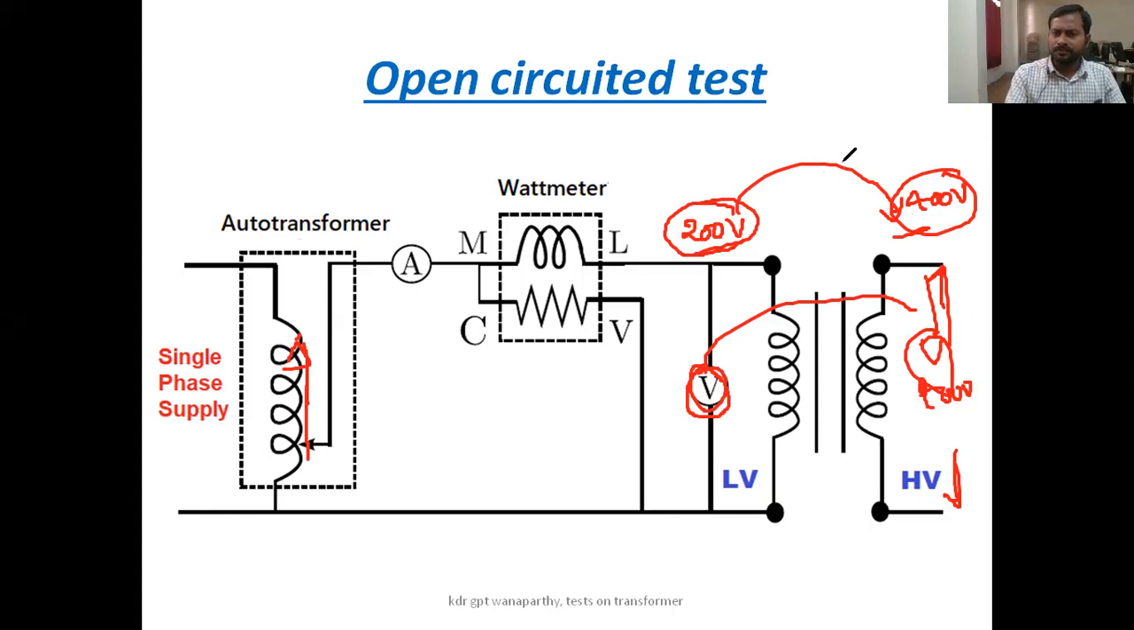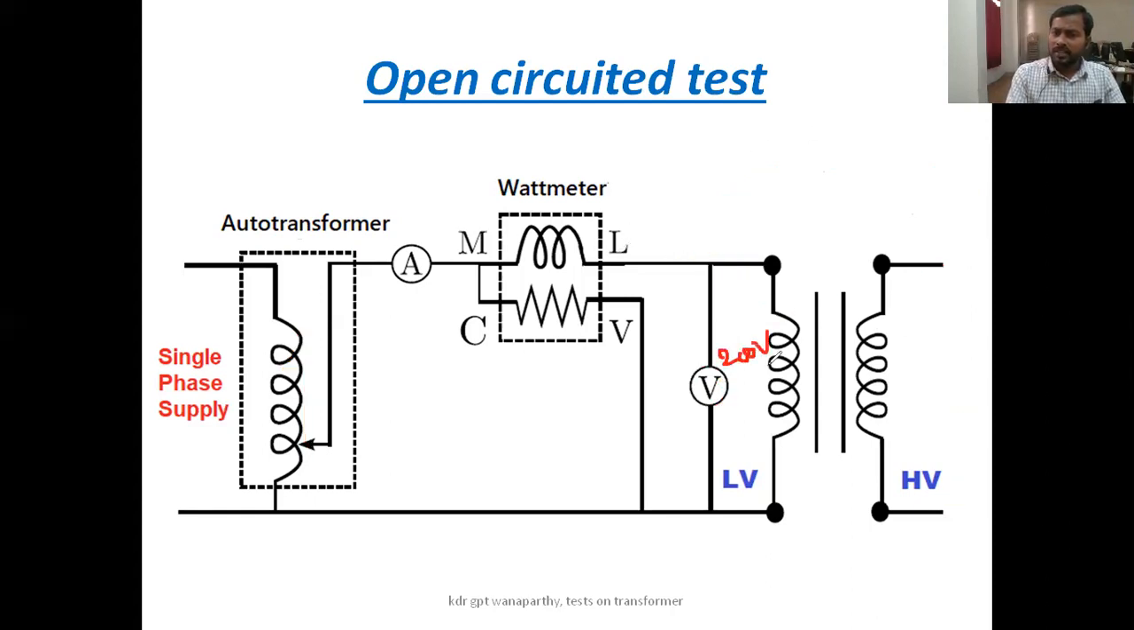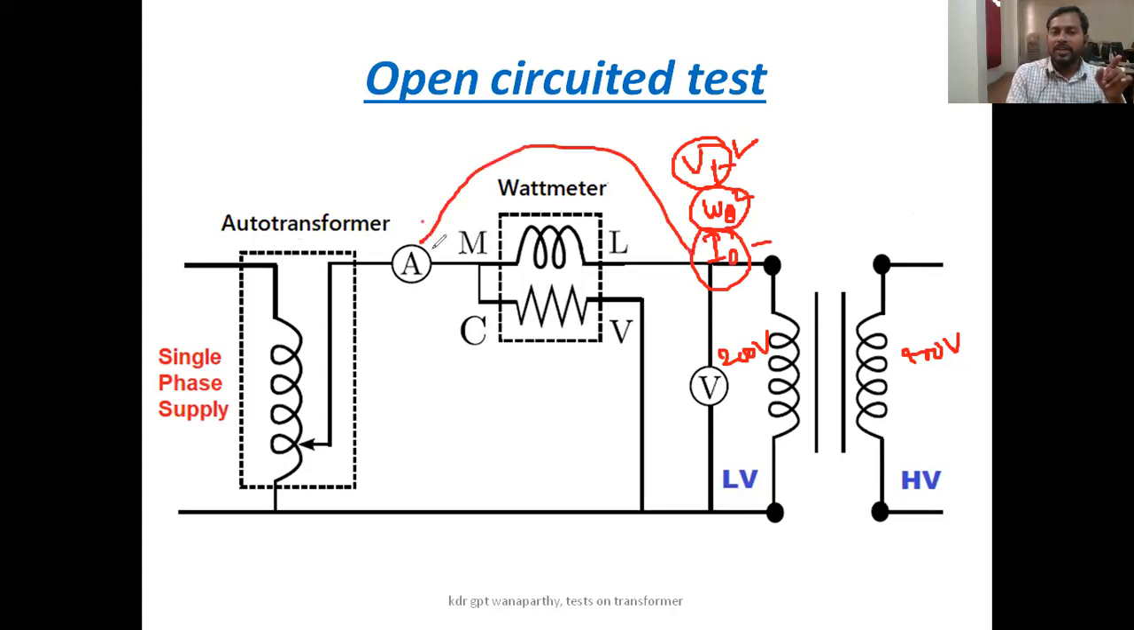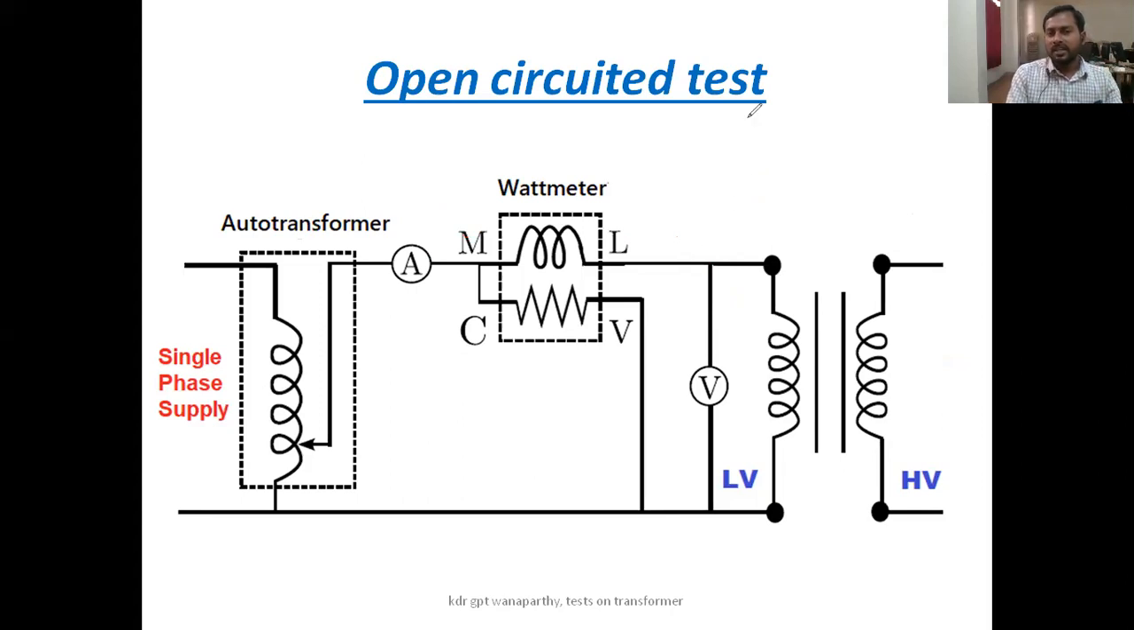And if we get 200 volts in the voltmeter on the primary or 400 volts at the secondary, at this position we need to note down the voltmeter reading, wattmeter reading, and ammeter reading. These are V1, W0, I0. V1 is the rated voltage, that's why it is indicated as V1. W0 is the no load iron losses, and I0 is the no load current. I0 is from the ammeter, W0 from the wattmeter, and V from either the secondary side or the primary side. This is the way we need to conduct the test. The wattmeter reading is equal to the iron losses.